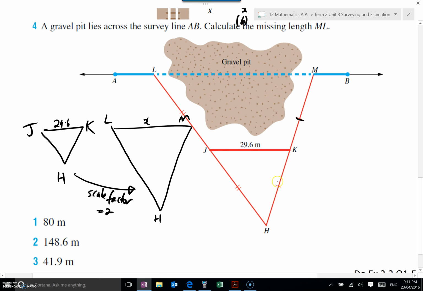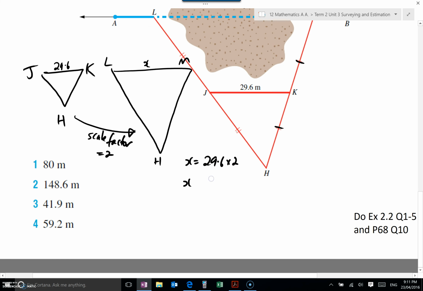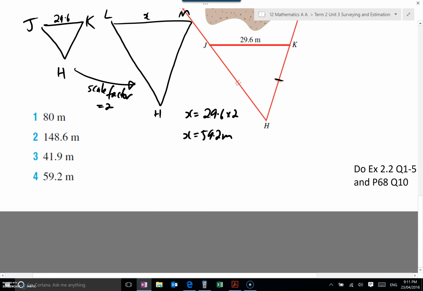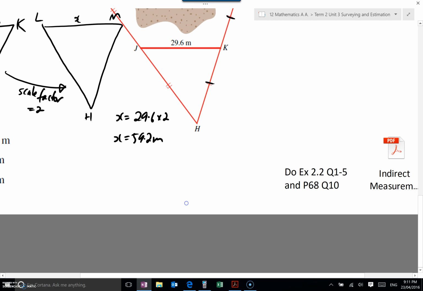So you have 1 dash here, 1 dash here, must be double. Double dash here, must be double. So the unknown side will be 29.6 times 2, or 59.2 meters. So hopefully you've got an idea of some of the strategies out there.